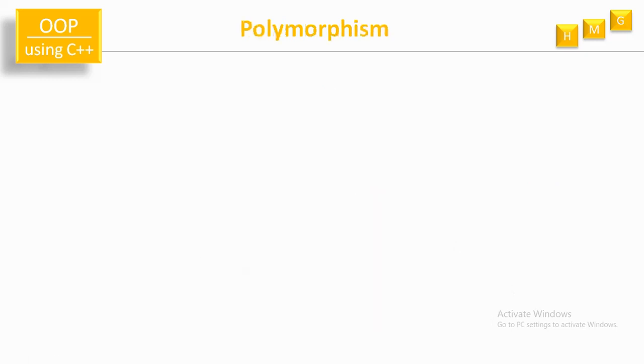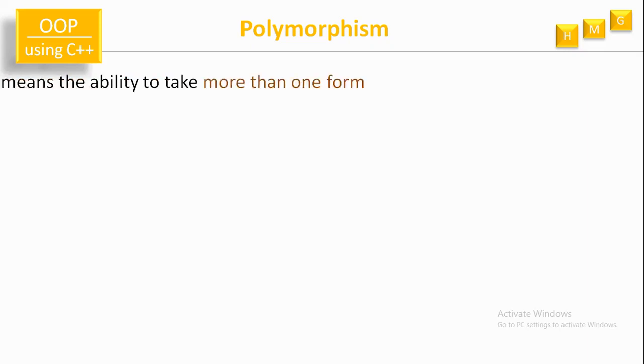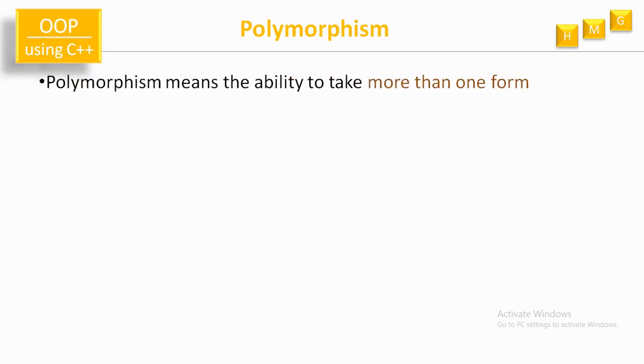The next concept is polymorphism. What is polymorphism? Polymorphism means the ability to take more than one form. So there is one thing, and that can take more than one form.